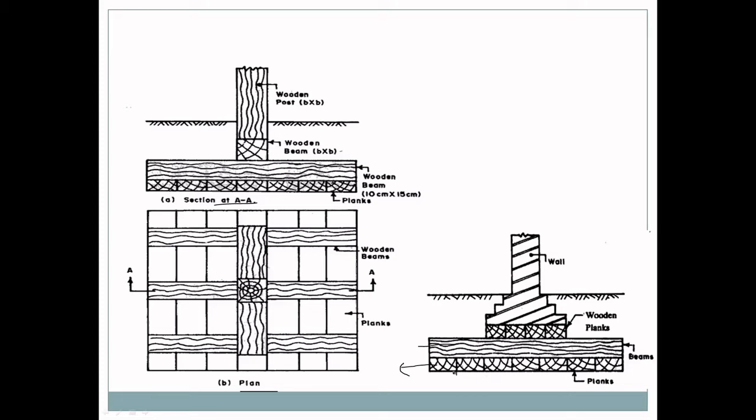You can see over the top of this layer, a timber beam of the same section as that of the wooden post is placed at a right angle. Then the timber post is fixed vertically to the timber beam, and then the foundation for the wall is constructed.